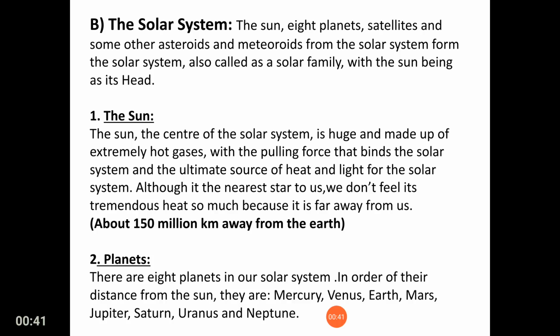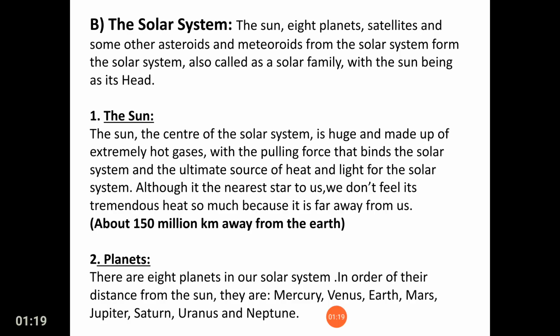Okay, so let's start with the Sun. The Sun, the center of the solar system, is huge and made up of extremely hot gases, with a pulling force that binds the solar system, and it is the ultimate source of heat and light for the solar system. Although it is the nearest star to us, we don't feel its tremendous heat so much because it is far away from us. The amazing fact is the Sun is 150 million kilometers away from the Earth.